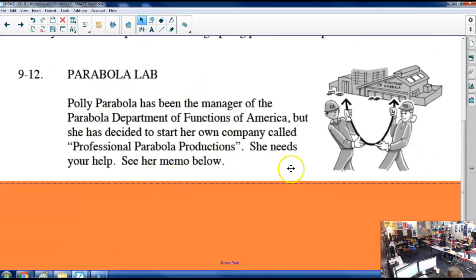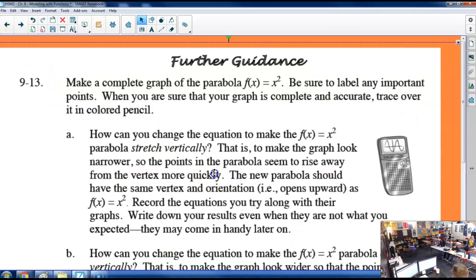So, we have now all been hired at Professional Parabola Productions. Fun story, none of us applied, they just hired us. So, we now have been tasked with, we're kind of on their design team. Okay, so their design team wants to start branching out from the average.